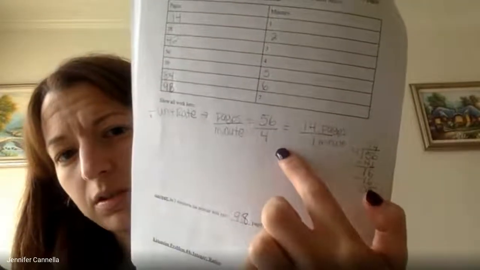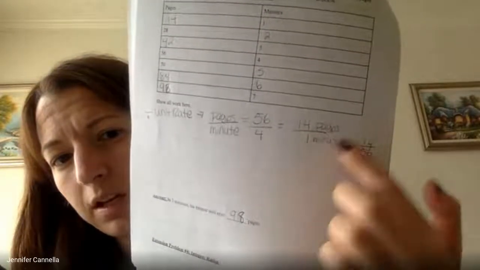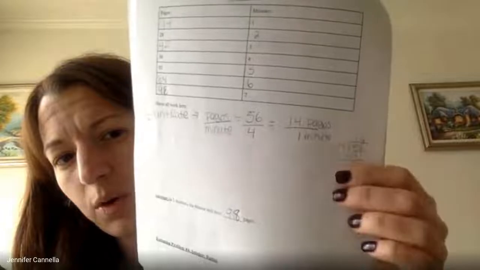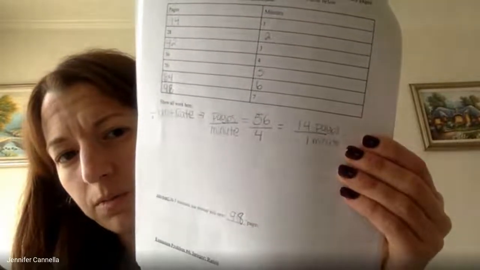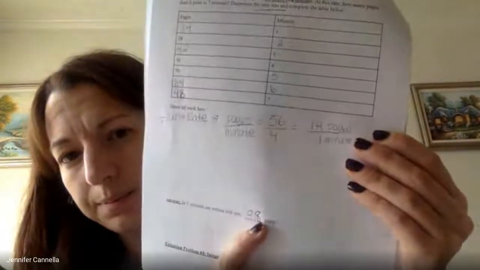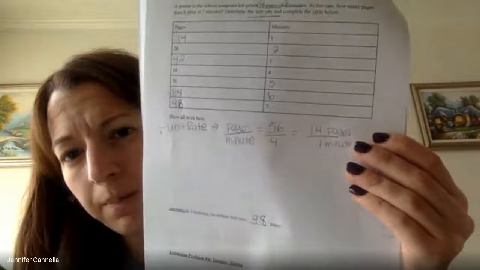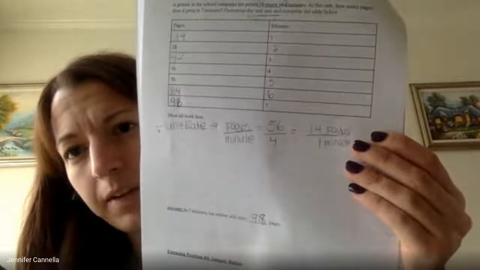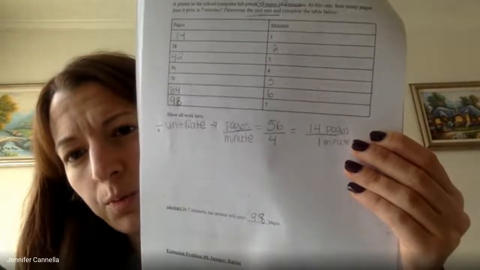75, 84, 6. 98, 7. Here's what she did. She got the unit rate, pages, minutes. She got 14 pages in 1 minute. I just did the long division here for anyone that wants to write that. You don't have to. And you got 98. Okay, I'm changing the paper in 4, in 3, in 2, in 1.